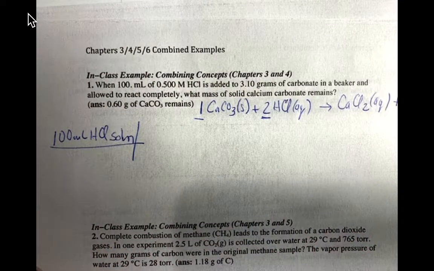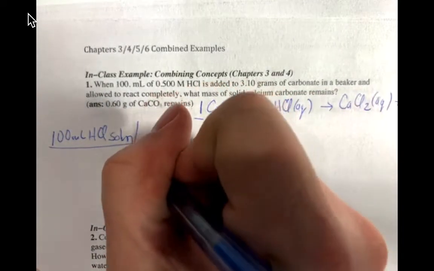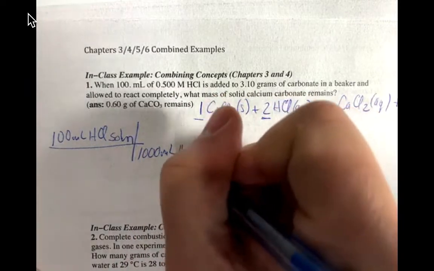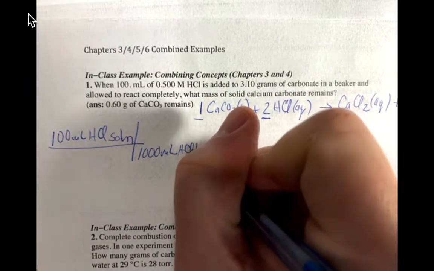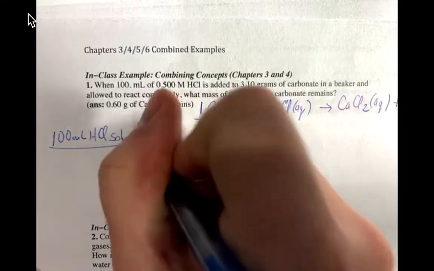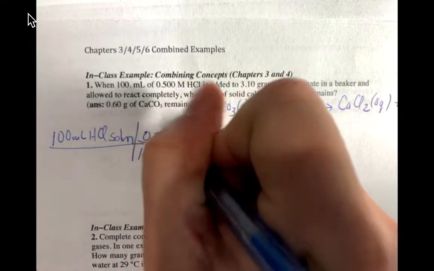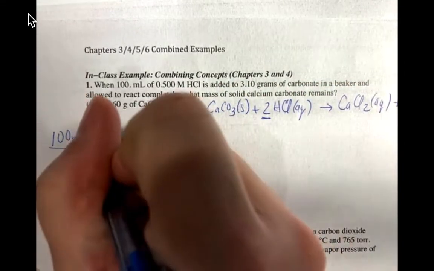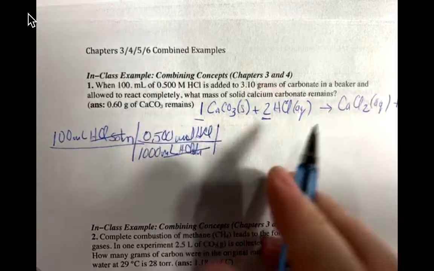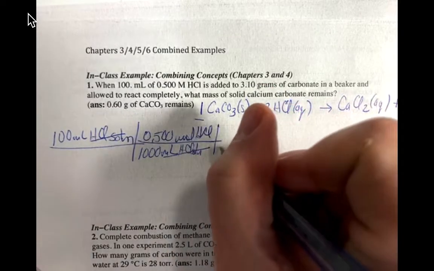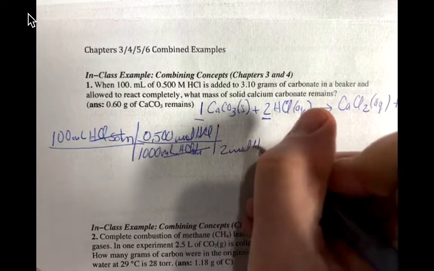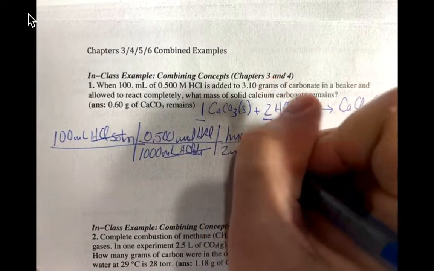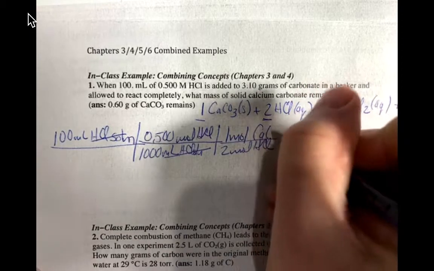Okay, 100 mLs of the HCl solution. From the molarity, I'll use the definition of molarity, 1,000 mLs of that particular HCl solution would contain 0.500 moles of HCl. Now is where we use the stoichiometry of 2 to 1. 2 moles of HCl react with 1 mole of CaCO3.